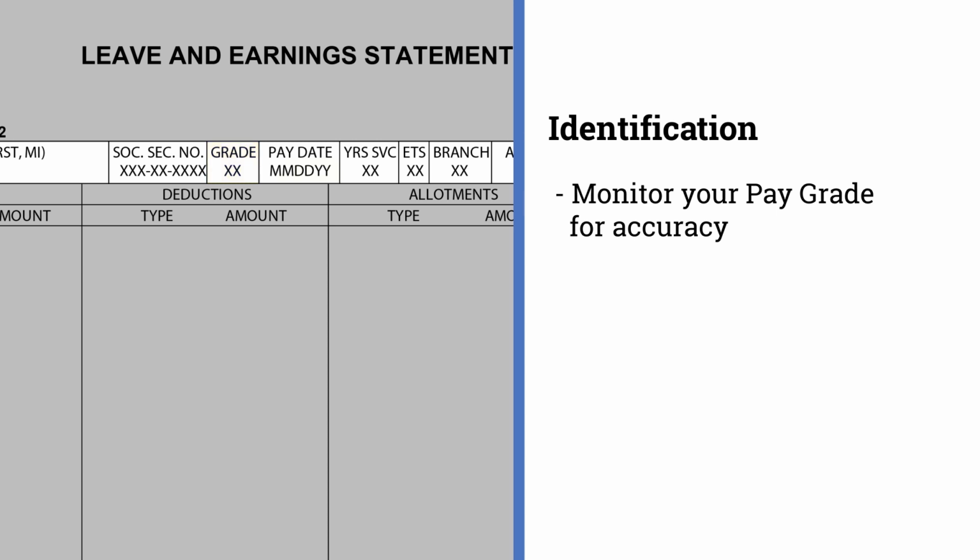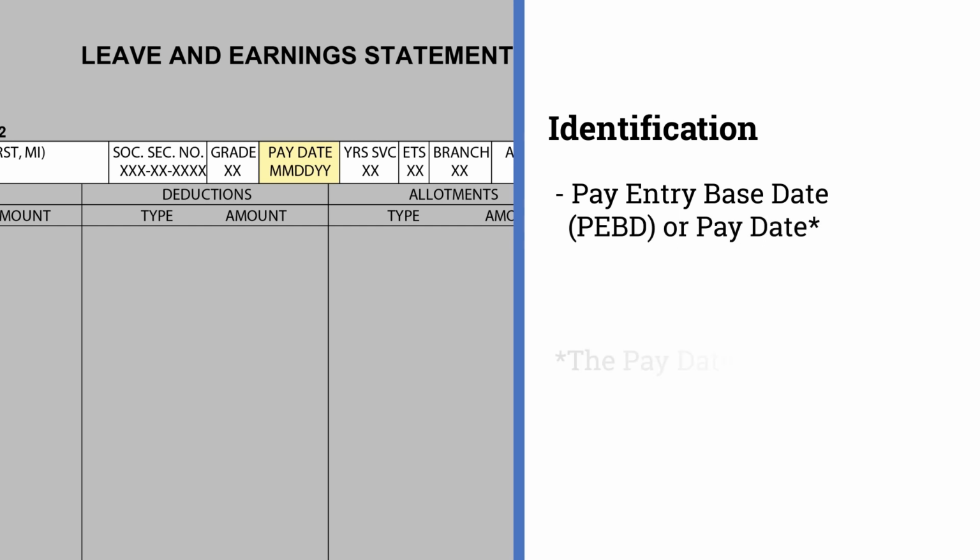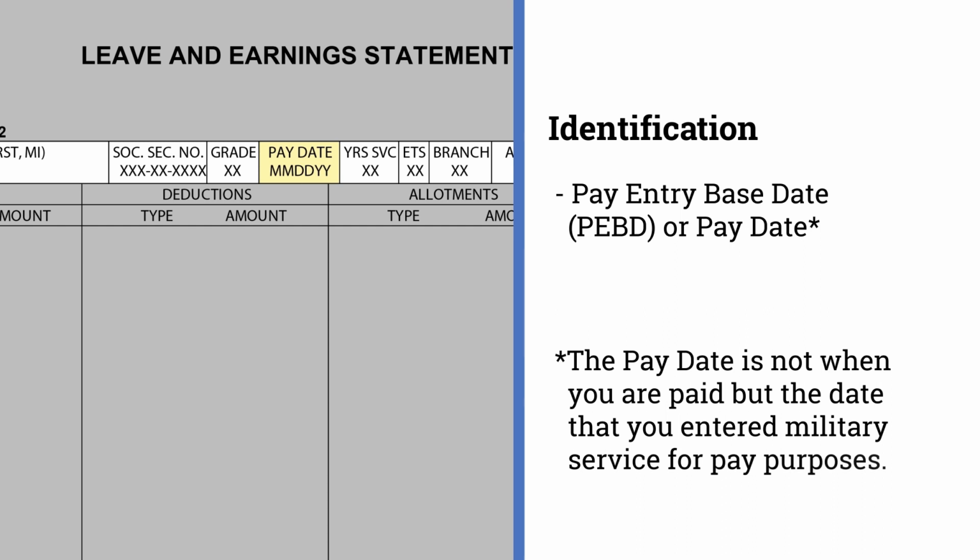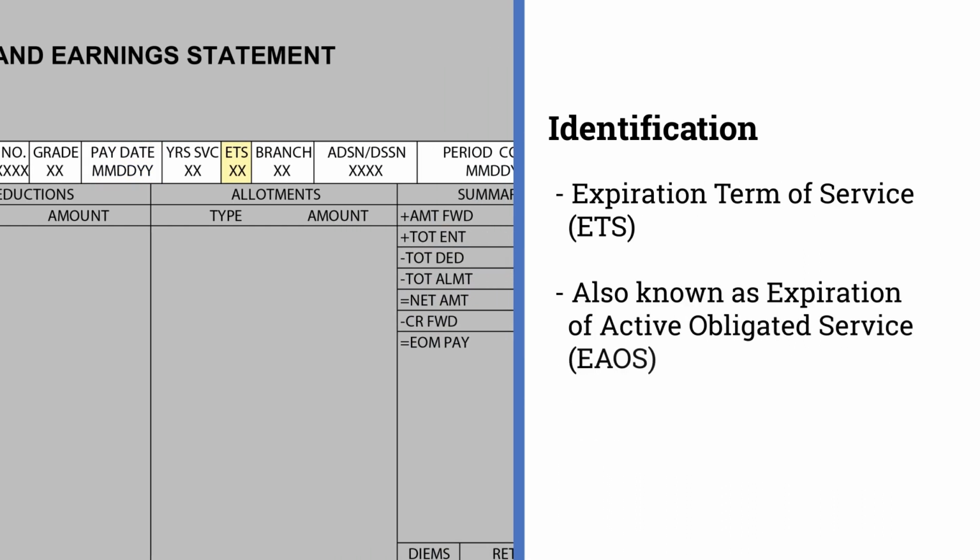The pay date may also show as your PEBD, or pay entry base date. The pay date is not when you are paid, but the date you entered military service for pay purposes. Your ETS, also known as the expiration of active obligated service, or EAOS, is the date you were scheduled to complete your current term of enlistment or obligation.